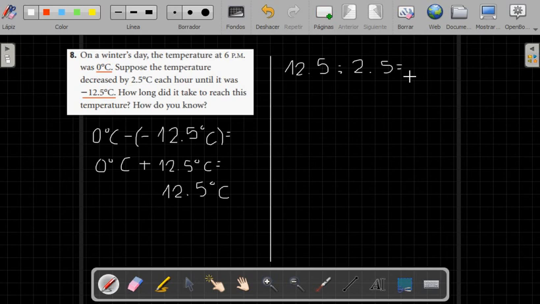Now the thing is, we can divide 12.5 by 2.5, but sometimes it's very difficult to divide decimals. So here the rational numbers have a very significant role to play. So let's change those decimals into fractions. 12.5 will be 125 tenths. Remember that if we have one decimal, we must place 1 0 and just 1. And 2.5 will be 25 tenths.